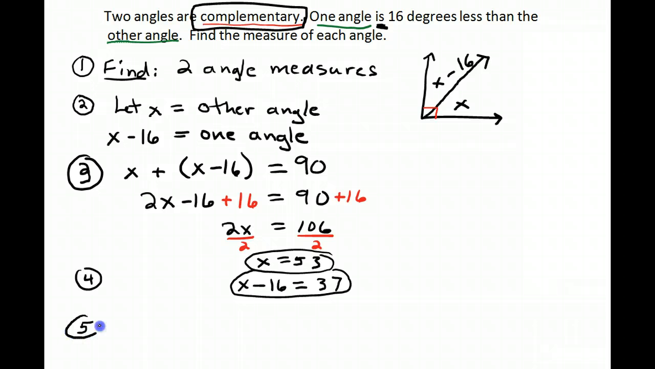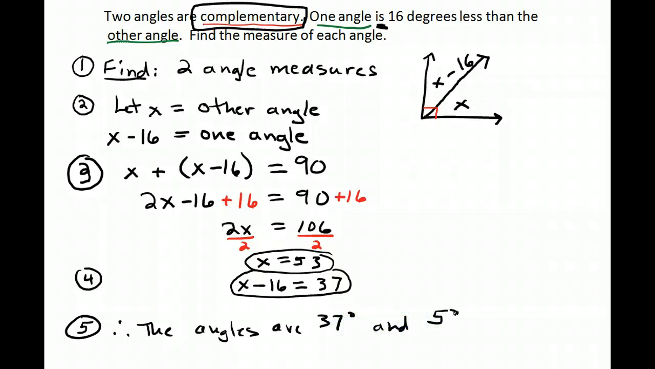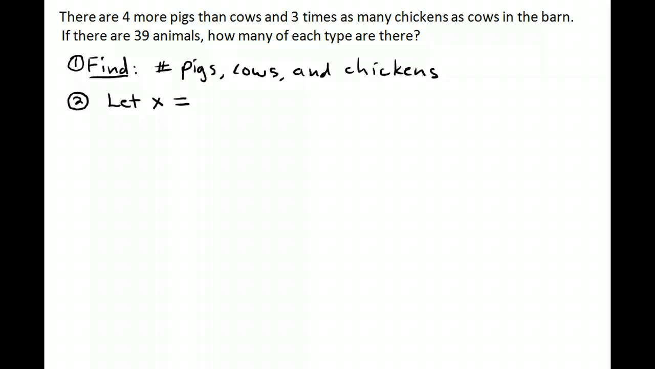In this case, I can write my conclusion. Therefore, the angles are 37 degrees and 53 degrees. You can write the little degree symbol or you can write out the word degrees. Okay. Here's our last problem.